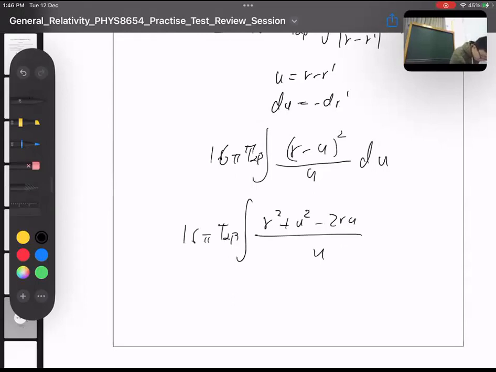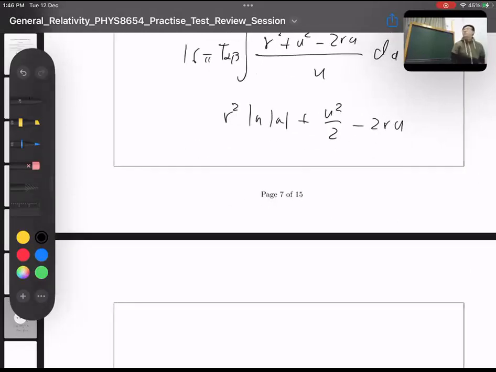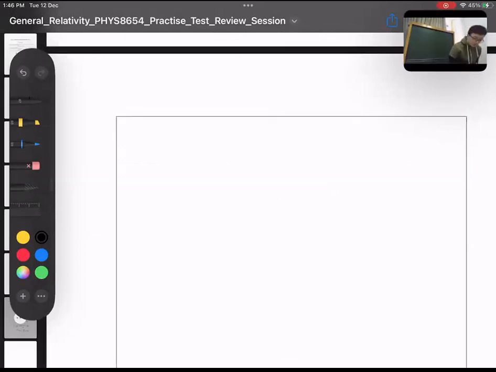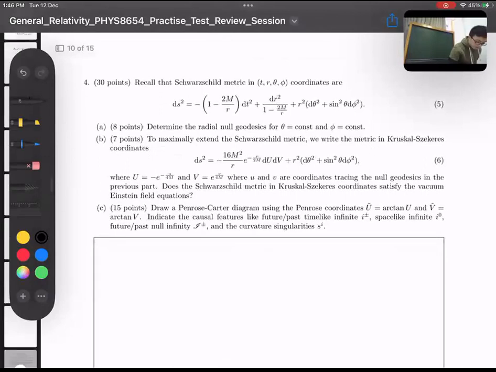And this is simple. So this one is just r squared ln u. This one is just u squared over 2. And this is minus 2r u, right? And you just substitute the u definition back. So this one is quite easy.